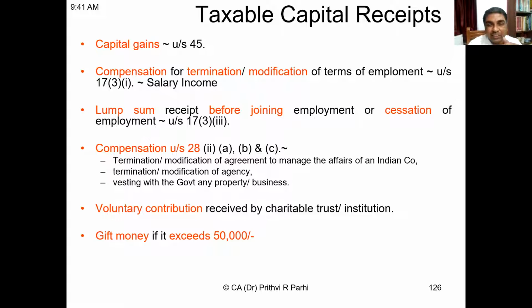Similarly, voluntary contributions received by charitable trusts and institutions are also income. Gift money, if it exceeds 50,000 rupees, this concept also we'll be discussing in detail when we'll be learning income under the head income from other sources. So this type of gift money, even if it may be a capital receipt, will be treated as an income. Okay, these are some examples of taxable capital receipts.